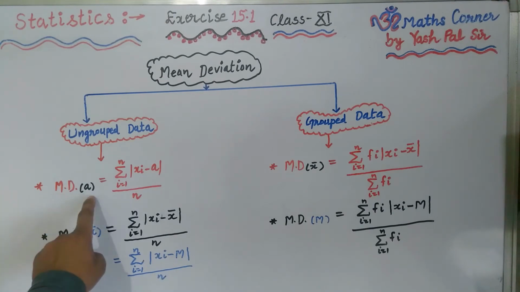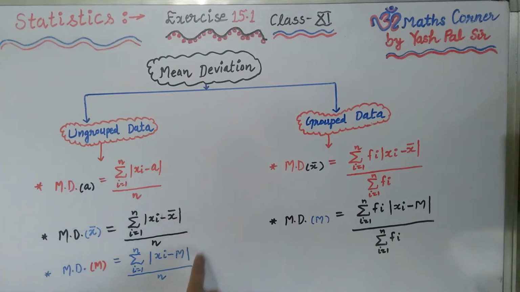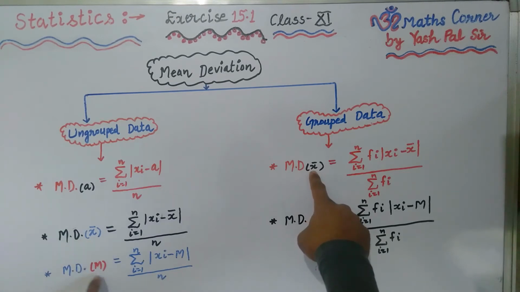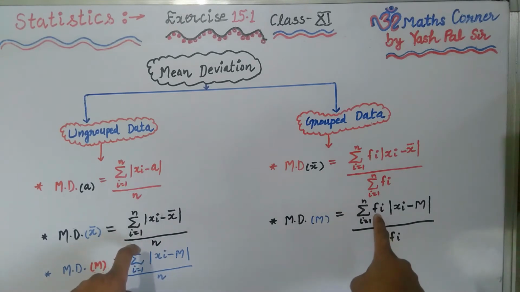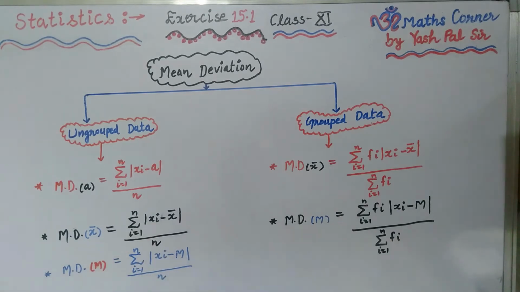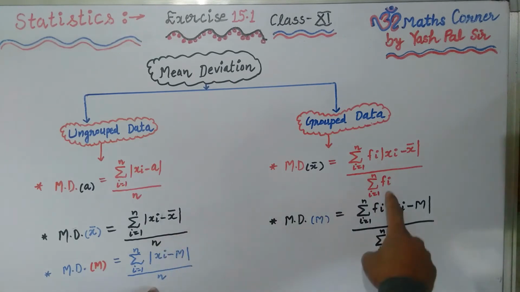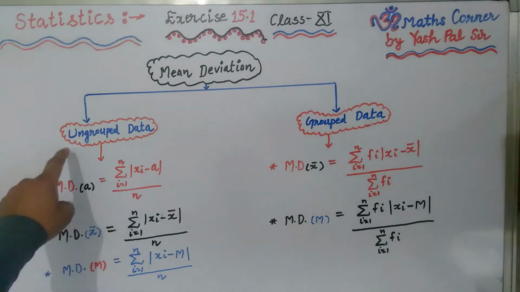Mean deviation about assumed mean, this is extra in ungrouped data. Okay. Mean deviation about median, about mean deviation about mean. Okay. In grouped data, we just multiply fi, and the rest everything remains the same. fi is multiplied, and in the denominator in place of n, we have summation i is equal to 1 to n fi. Okay. This way we can have an idea of the difference between ungrouped data and grouped data.